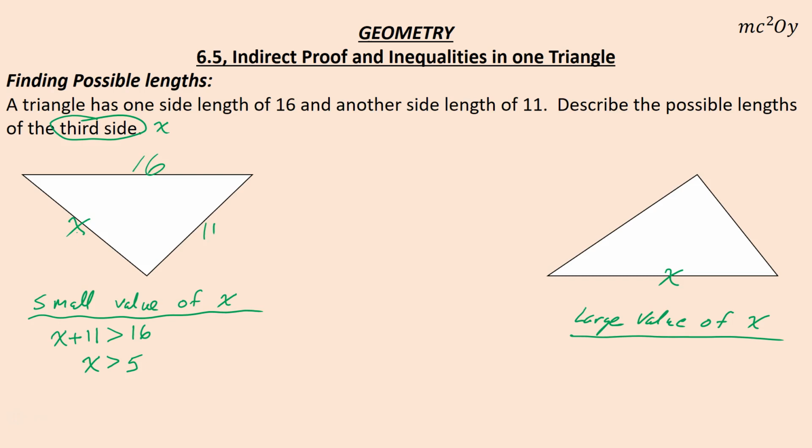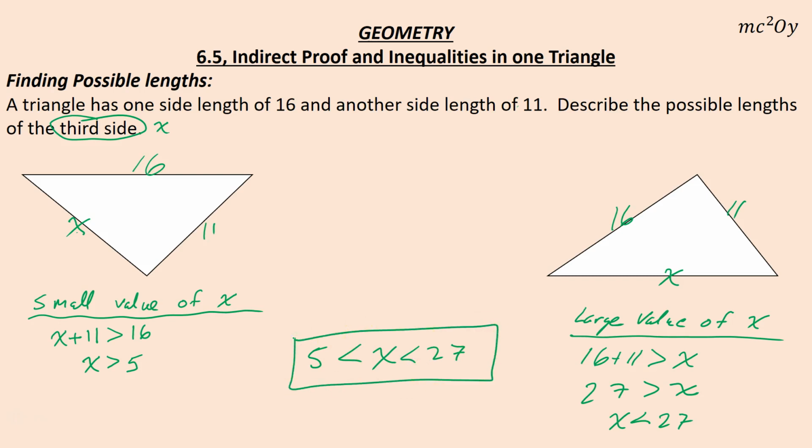And if X is the longest side, that makes 16 and 11 the other two, which means the second longest is 16, and then we have 11. Which in that case, the two shorter sides, 16 and 11, have to be bigger than the third side, or the longest, which is X. Which means 27 is greater than X, or if we switch and put X over here, X has to be smaller than 27. Which means in this scenario, X has to lie between 5 and 27. Has to be greater than 5, but less than 27.